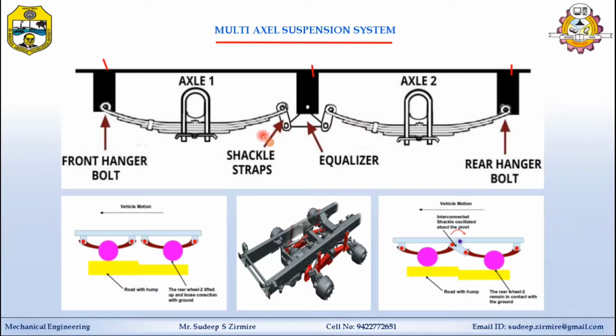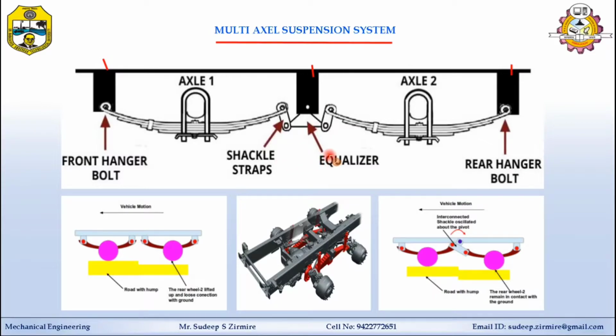The equalizer transfers the weight from one axle to the other axle. Here you can see the two axles, it transfers the weight from one axle to the other axle, especially when driving over bumps. Because of this transfer of weight by the equalizer, the weight is carried by all axles, they share the weight, and this allows a smooth transfer of impact over the suspension system.